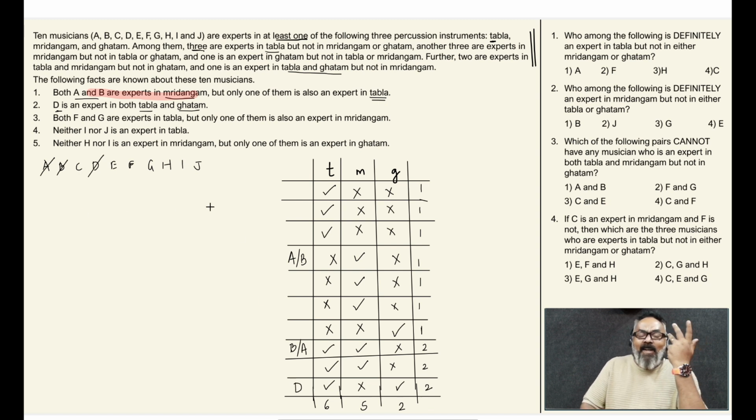Okay, D gone. Both F and G are expert in tabla. So F and G have got a tick in tabla. Let's look at T, M, G. This is like F and G. Both are expert in tabla. Only one of them is expert in mridangam.